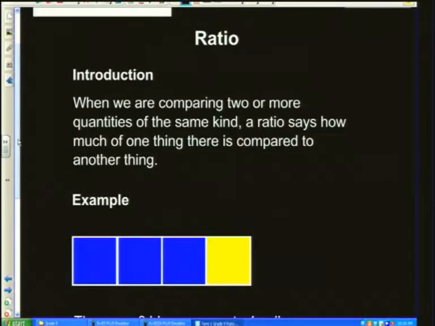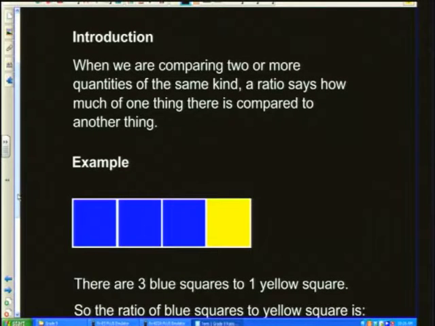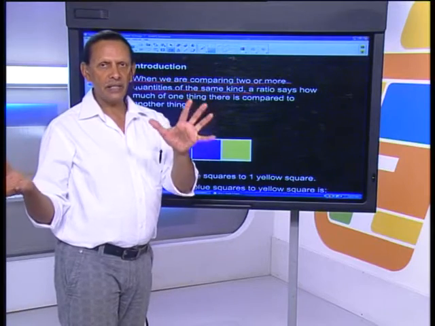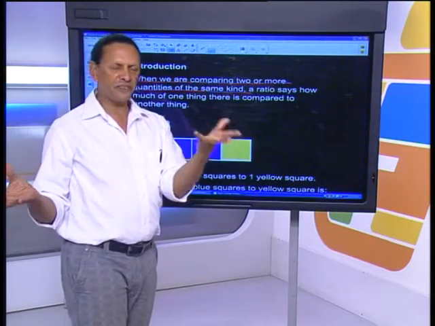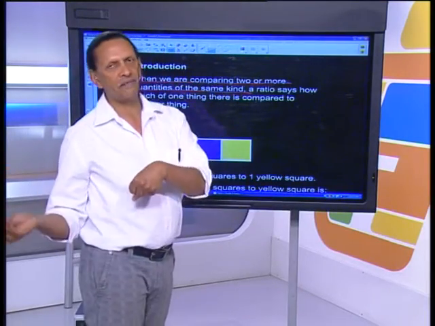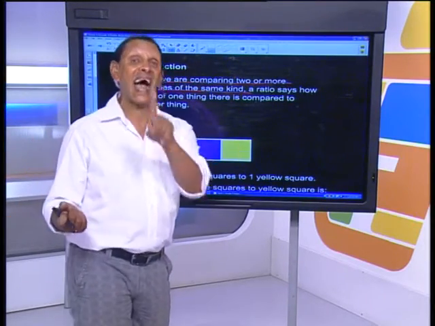Let's look now at a more clear example. Remember, with ratios, we are comparing 2 or more quantities of the same kind. Like the example of the money, 50 rand. My sister gets 1 rand, I get 1 rand. Or if it's 50 rand, she gets 25 rand, I get 25 rand. So we compare 2 quantities of the same kind.